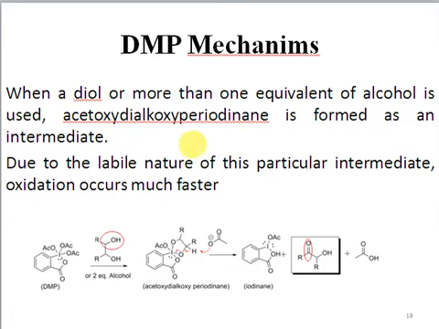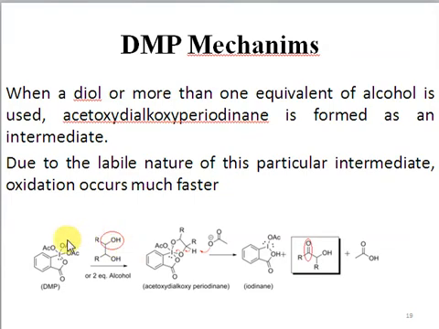Now, if our reagent is a diol or has more than one alcohol, then the mechanism is the same, but in this case the intermediate is different, right? So what happens in this case? We have two hydroxy groups here. So both of these hydroxy groups will result in replacement of two acetoxy groups here, right?